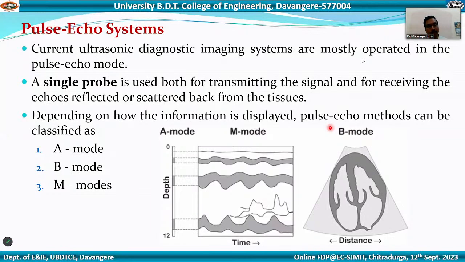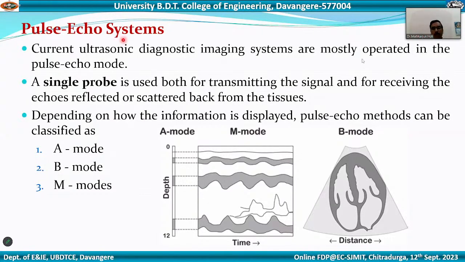We capture this information about the reflection: at what time the sound is reflected back, and what the intensity of the reflected sound is. Based upon that, we process it. There will be three modes of operation of the ultrasound system, that we call the pulse echo system.